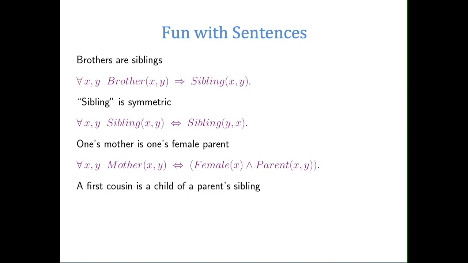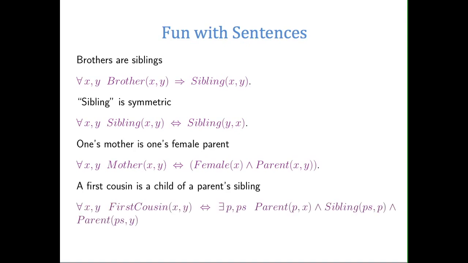On a slightly more complicated concept, how about a first cousin is a child of a parent's sibling? So take a minute or two to figure this one out. And here's what I've got. For all x and y, first cousin x and y is equivalent to saying that there exists p and ps such that p is a parent of x and ps is a sibling of p and ps is a parent of y.